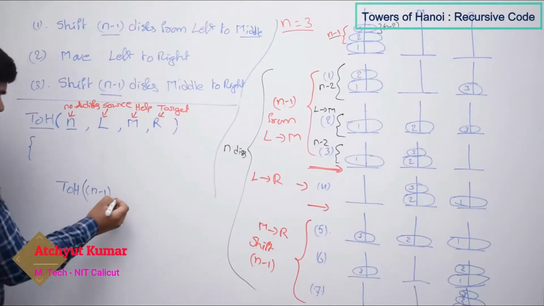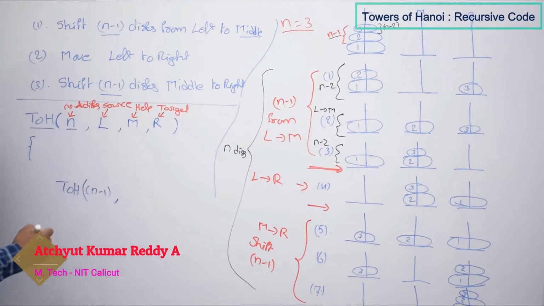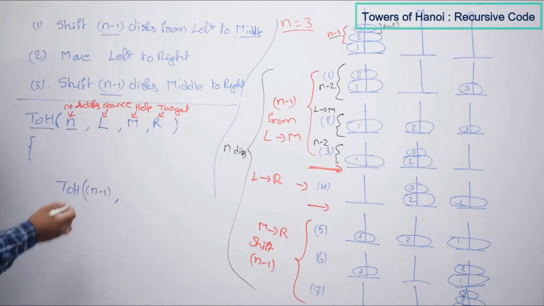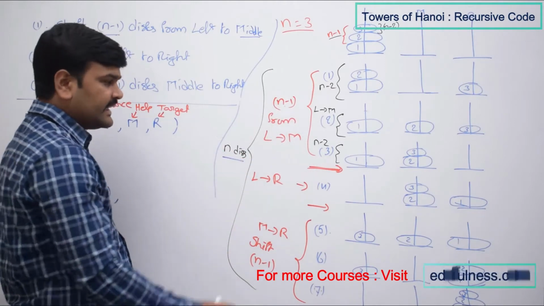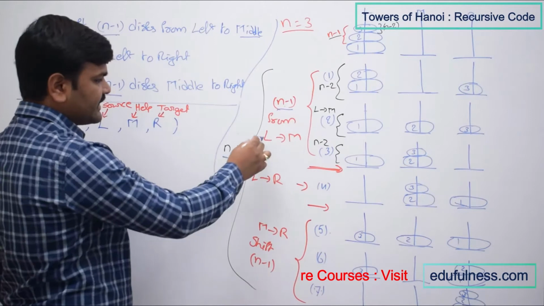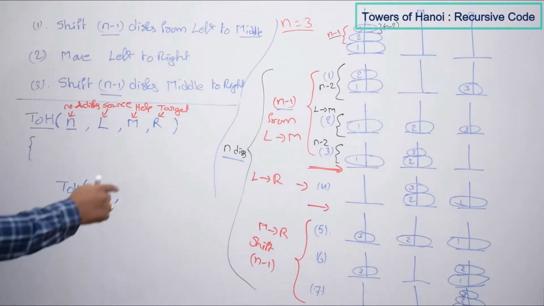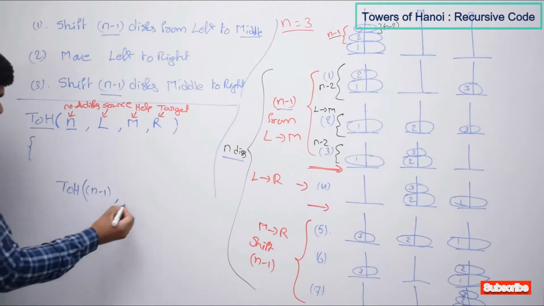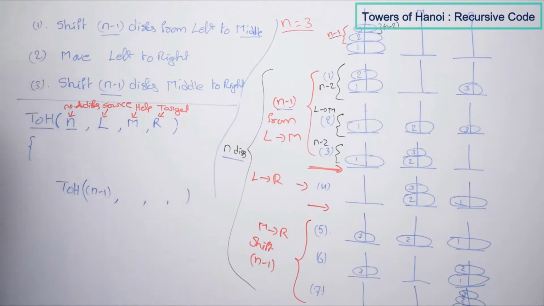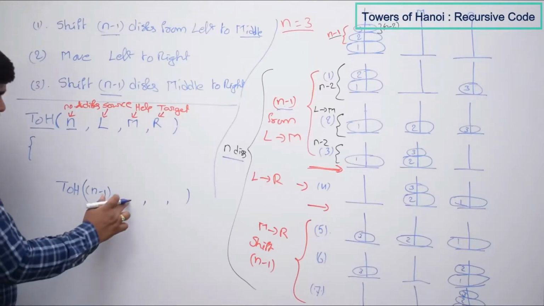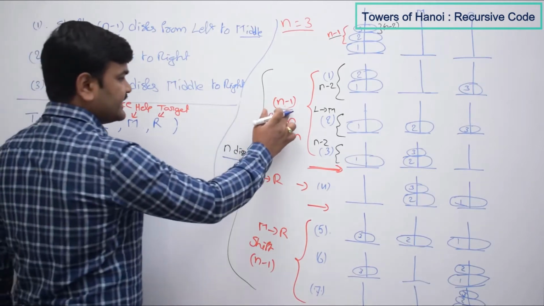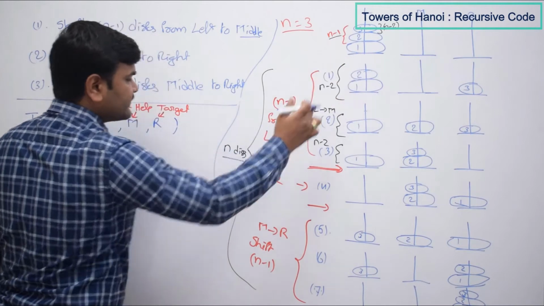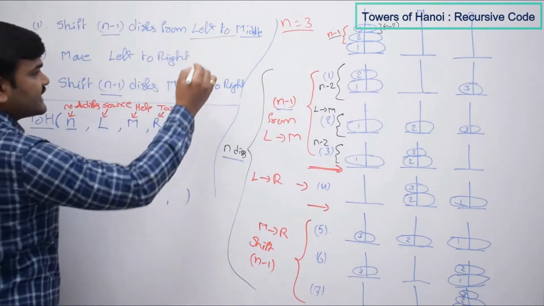So here, the first parameter is how many disks you have to shift. You have to shift n-1 disks, that is what you can observe here. Initially we have n disks; n-1 disks we first have to shift from left to middle. So based on this step, you can write the remaining three parameters here. Before I write, please complete it. So where are these n-1 disks? You can observe that these n-1 disks are at the left tower. That is what our statement also said.